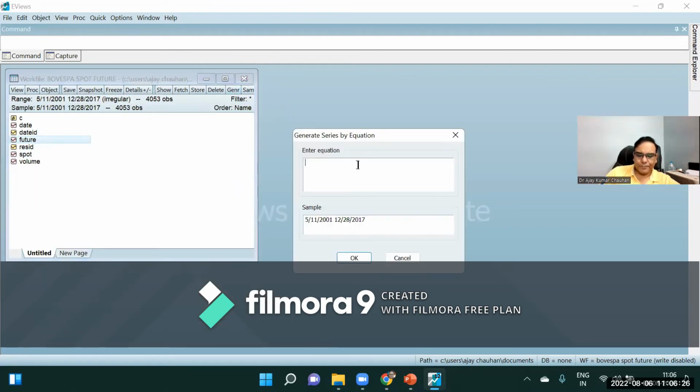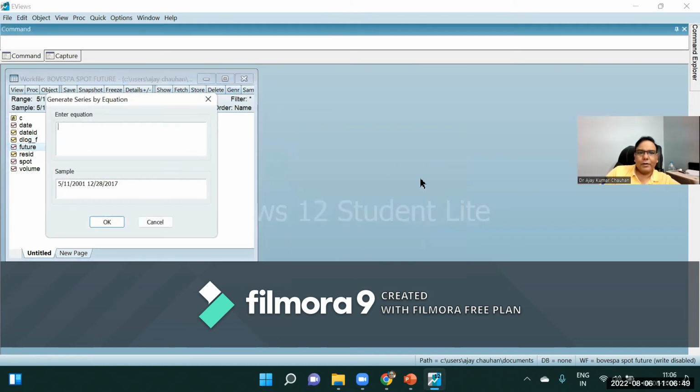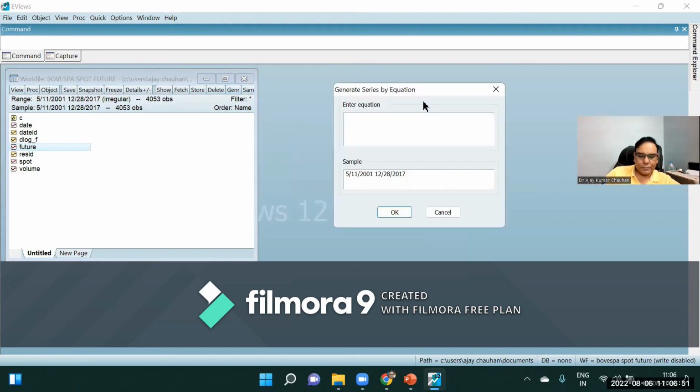So we can apply d-log of future equal to d-log future, and similarly I can apply another equation, d-log spot equal to d-log spot.